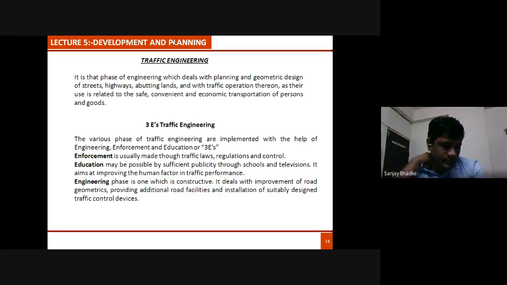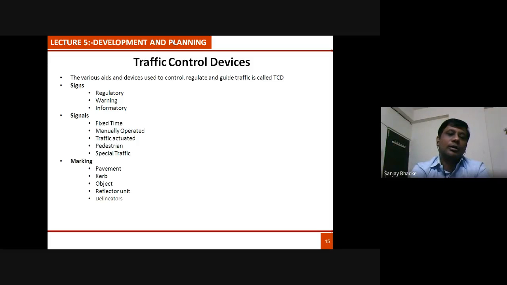So we will proceed further. Then what do you understand by the sign and signals? What do you understand by the marking? These all are called the traffic control devices.